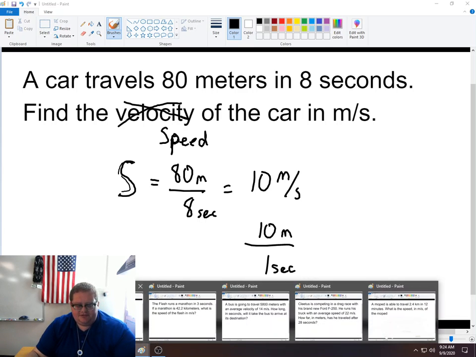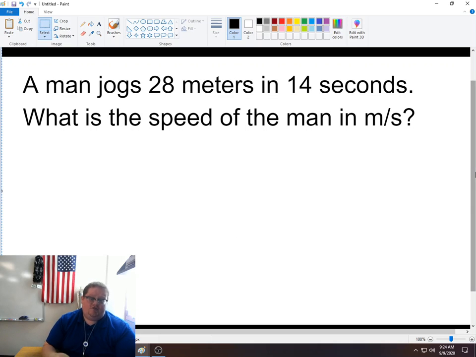Let's look at another example. Again, hopefully you can already do this. You can go and try to solve this one now. You can probably do it in your head, honestly. Again, these speed problems are pretty simple.